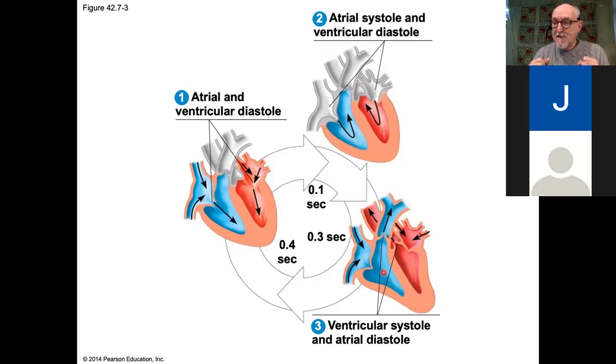When these valves close, for instance, in ventricular systole, when these atrial valves slam closed, it makes a sound. It goes lub. And when those ventricles relax and these semilunars slam closed, they go dub. So that gives you the heartbeat. It's lub, dub, lub, dub, lub, dub.